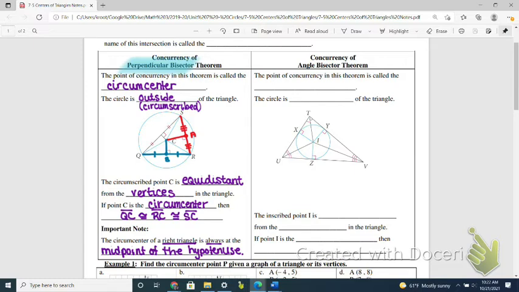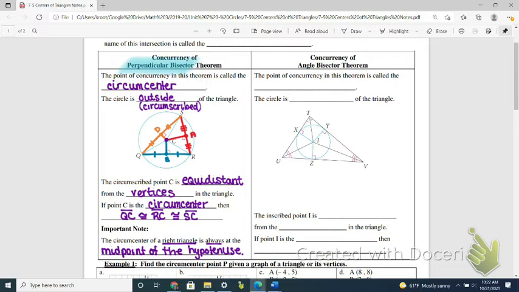And finally, if I go to the third side of the triangle, QS, I'm going to call this point D. So D is the midpoint of line QS. So that line is again the perpendicular bisector. So all of those meet at point C.